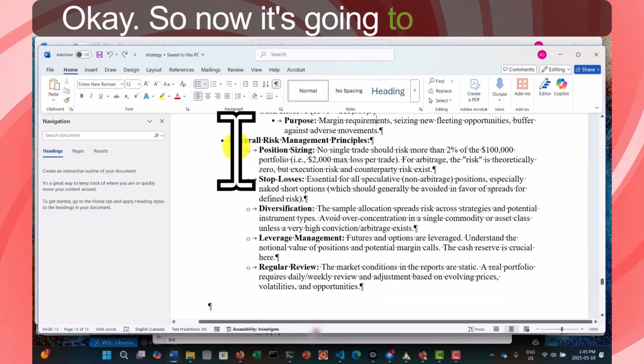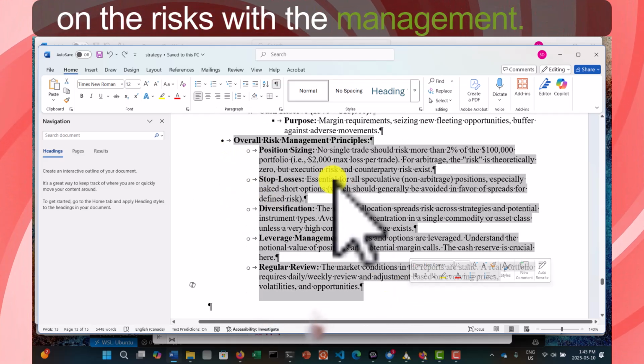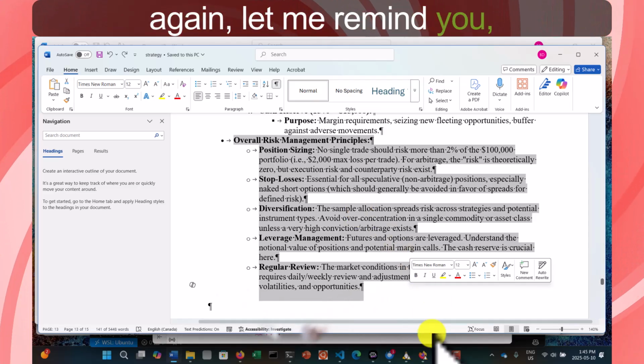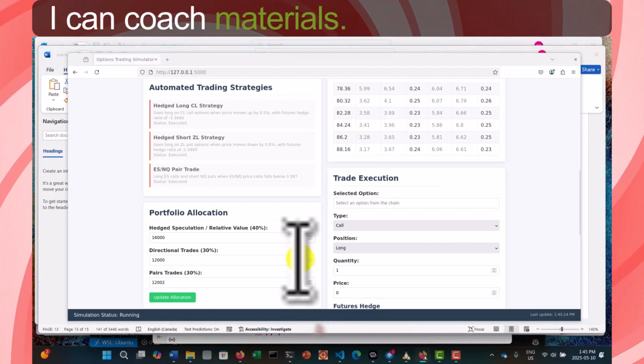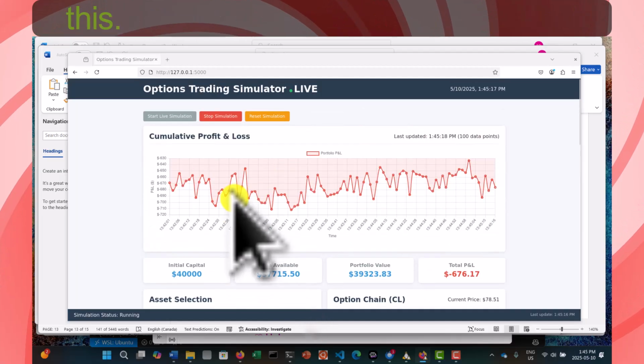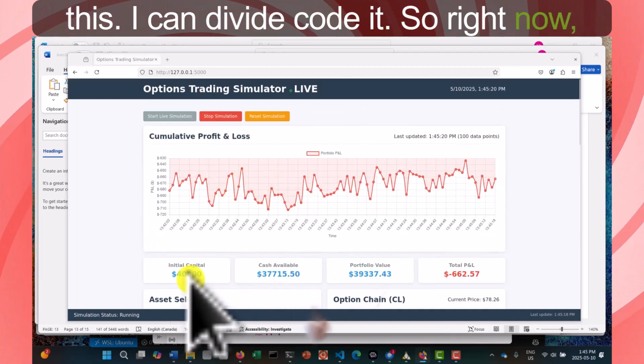Okay, so now it's going to forewarn you on the risks with the risk management. And again, let me remind you, I can code generate all this. I can code generate this. I could vibe code it. So right now we're at 40,000.